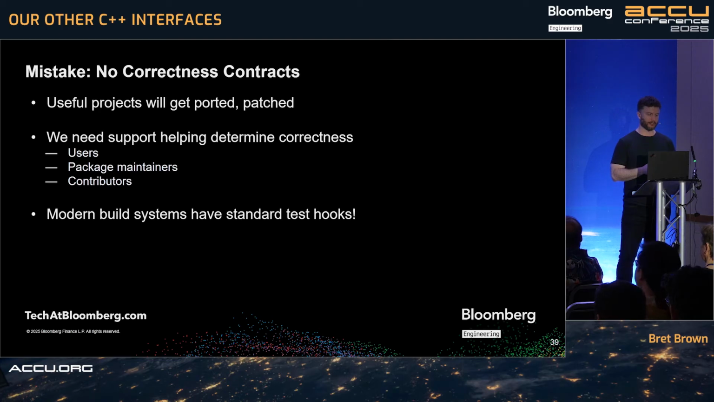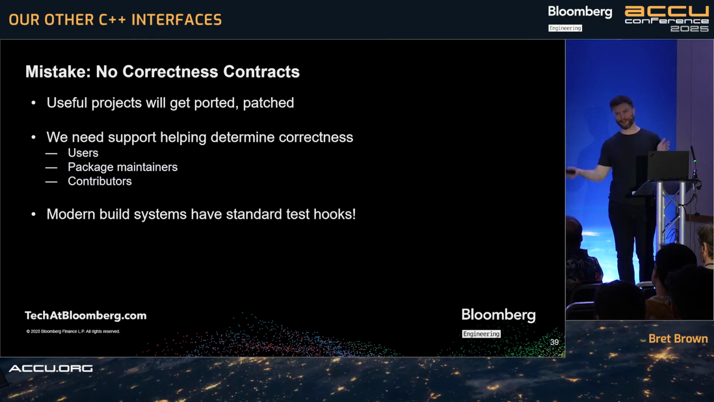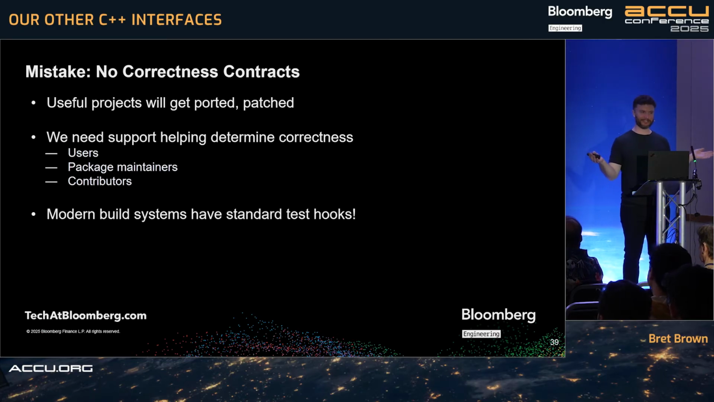Mistakes, no correctness contracts. Useful, okay, so you've written the perfect piece of code, I know. You don't have any bugs, I know you don't have any bugs, but someone else needs to patch your code sometimes. They're porting it to the new OS, they're porting it to the new compiler. They want to use C++26. There's new stuff coming out. So they're going to need to change your code. They need to know, does it work before they make the change? Does it work after they make the change? That sort of thing.